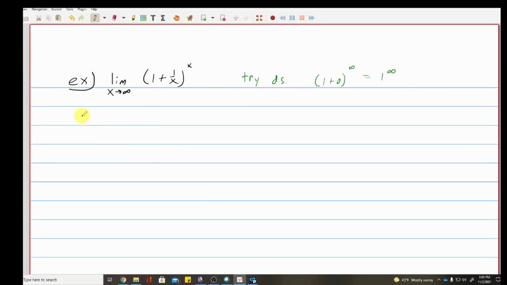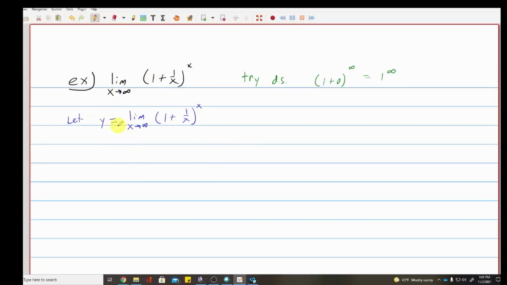I'm going to say, let y equal the limit as x goes to infinity of (1 plus 1 over x) to the power of x. All I did was give a name to this limit. I'm just going to call it y, so I'm just looking for y now.